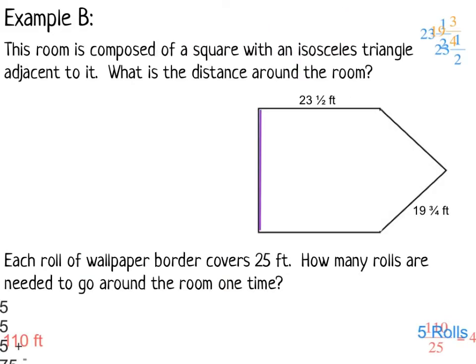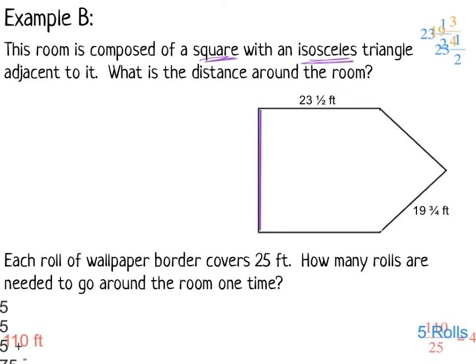Okay, let's take a look at example B. Example B says this room is composed of a square with an isosceles triangle. That's important information to know, that the shape is made up of a square and an isosceles triangle adjacent to it. What is the distance around the room?